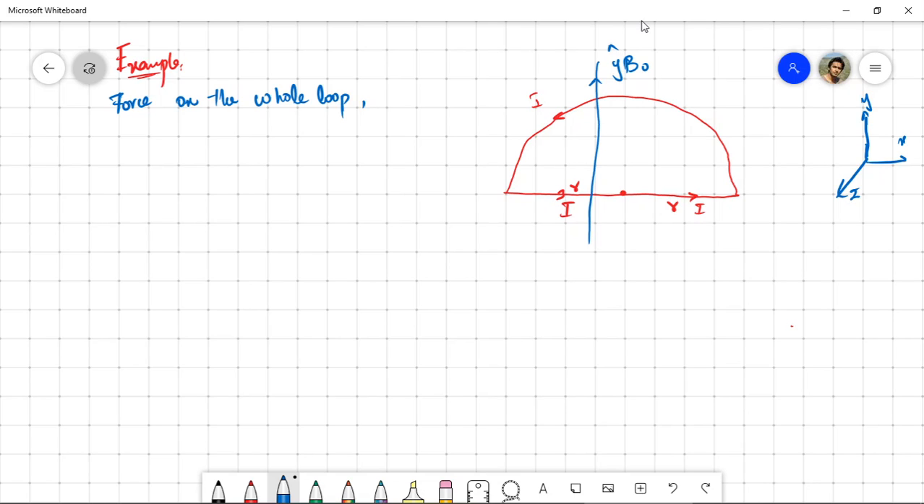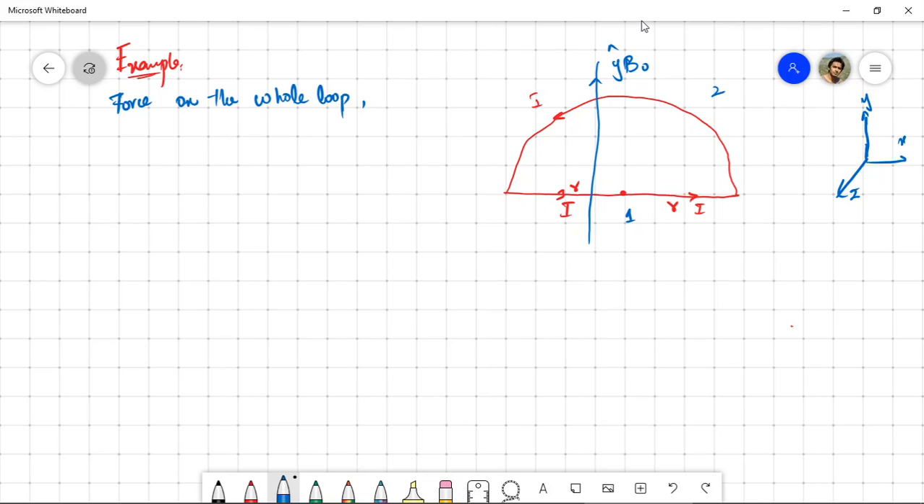So we know that in order to calculate the force acting on this whole loop, due to the presence of this external magnetic field and the passage of this current I, we need to divide this closed loop into two segments. The first segment is this straight line, and it is very easy for us to calculate the integral using the rectangular coordinate system. The other segment is this curved segment.